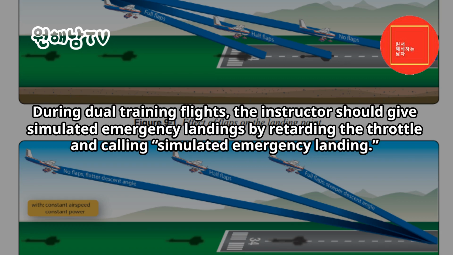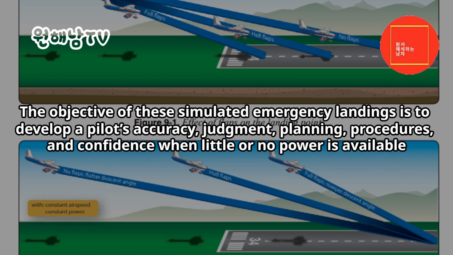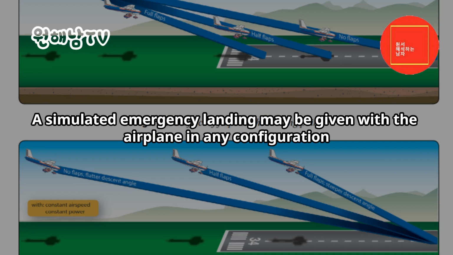During dual training flights, the instructor should give simulated emergency landings by retarding the throttle and calling "simulated emergency landing." The objective of these simulated emergency landings is to develop a pilot's accuracy, judgment, planning, procedures, and confidence when little or no power is available. A simulated emergency landing may be given with the airplane in any configuration.